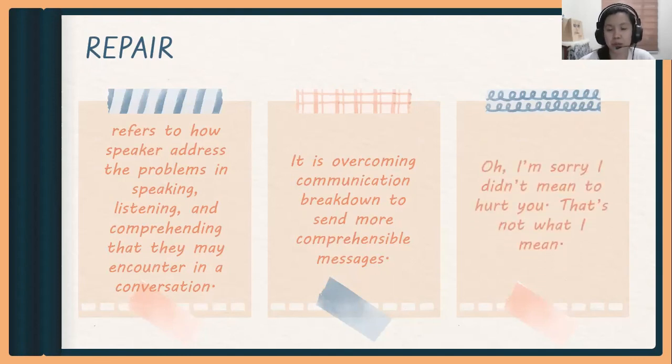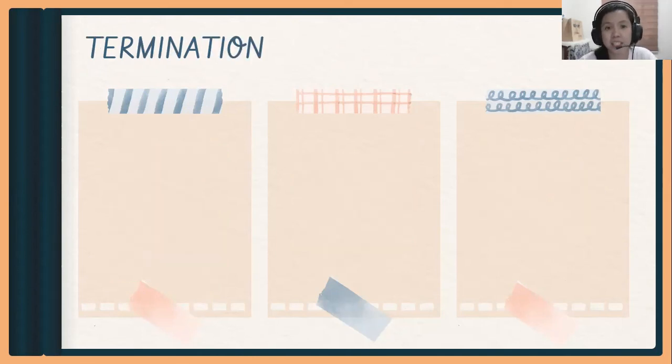For example, when someone says, "Oh, I'm sorry, I didn't mean to hurt you. That's not what I mean." That is repair. And in a class orientation, when I say, "I'm sorry if I mispronounce your name," that's repair. And the last one is termination.